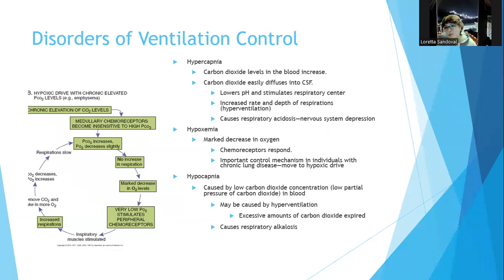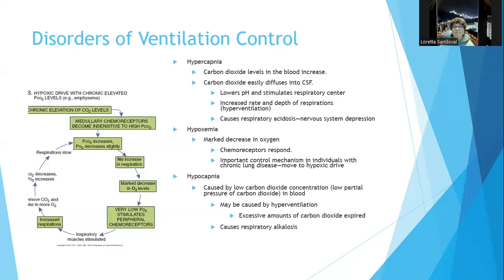So disorders of ventilation control. If there's something wrong. So hypercapnia is increased carbon dioxide levels in the blood. Carbon dioxide easily diffuses into the cerebrospinal fluid. It lowers pH and it stimulates the respiratory center. So you get increased rate and depth of respirations, which is hyperventilation, and it causes respiratory acidosis and nervous system depression.